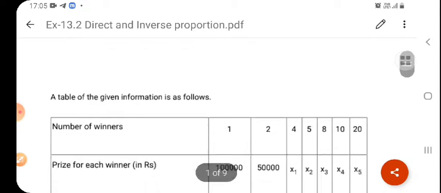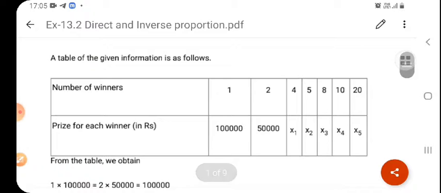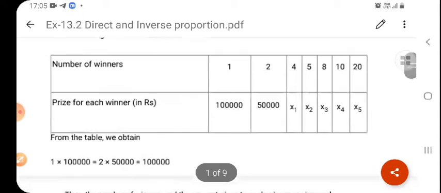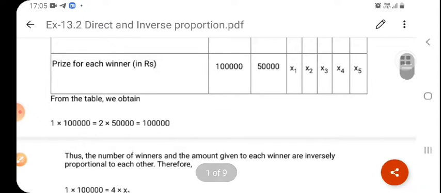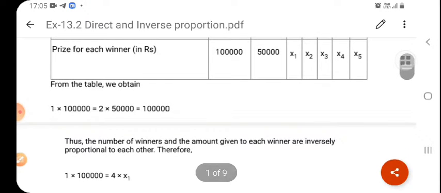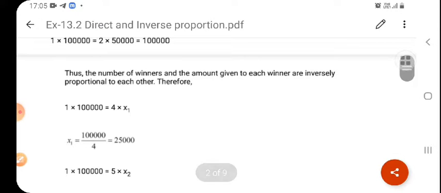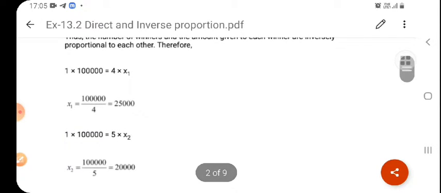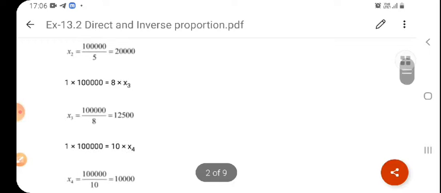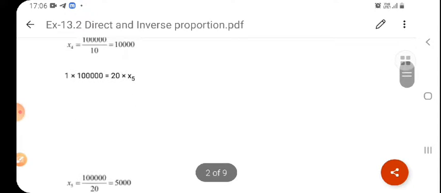So the table should be completed by taking the prizes for 4, 5, 8, 10 and 20 winners as x1, x2, x3, x4 and x5. From the given table we calculate 1 lakh into 1, and 2 into 50,000, that is 1 lakh. The number of winners and the amount given to each winner are inversely proportional to each other. Therefore, we will calculate the values of x1, x2 and so on by inverse and cross multiplication.